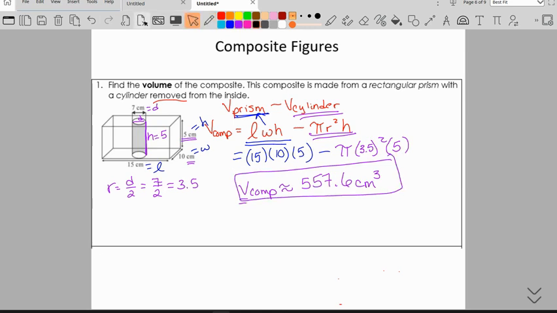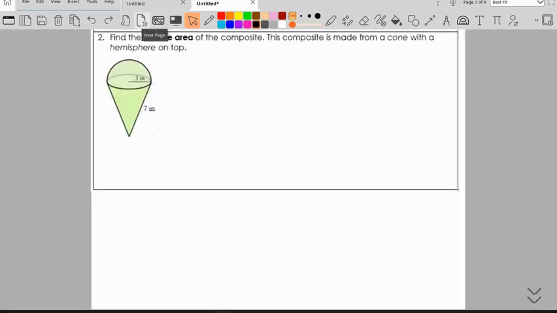Let's take a look at another one. It says find the surface area of the composite. This composite is made up from a cone with a hemisphere on top. Surface area means only the surfaces that we can touch, only on the outside of the figure. So it's made up from a cone. How much of the cone can we touch?